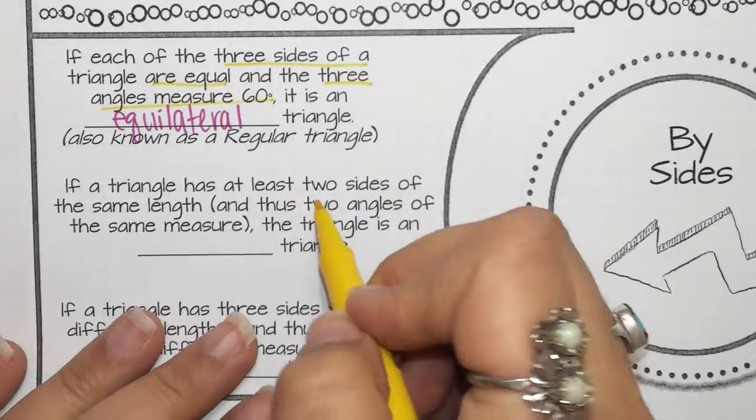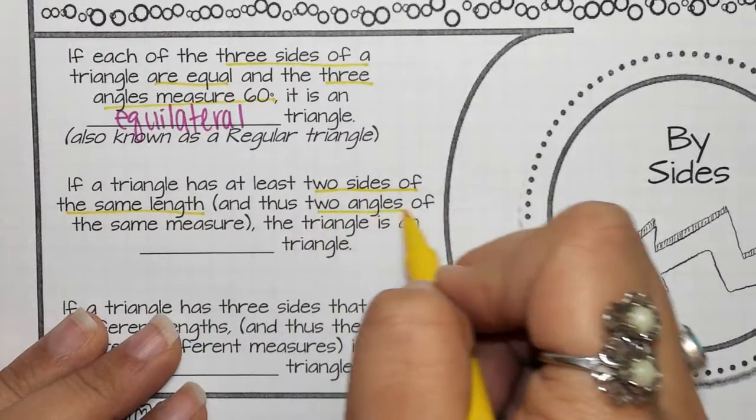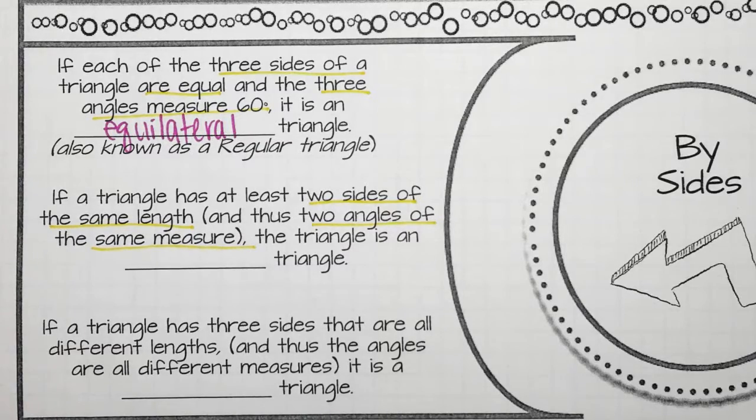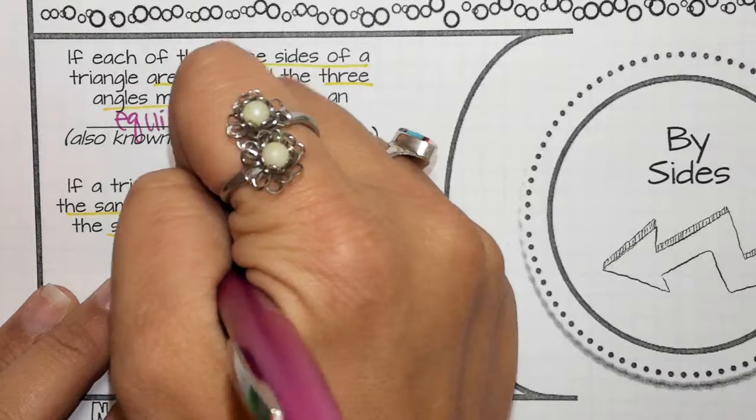Alright, so if a triangle has at least two sides of the same length and two angles of the same measure, the triangle is an isosceles. Isosceles.